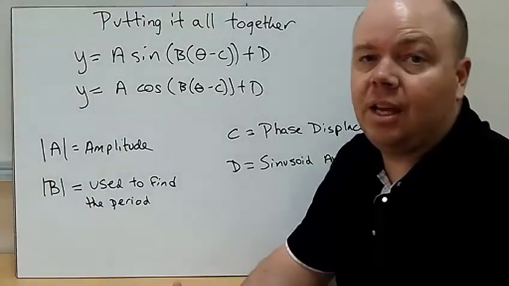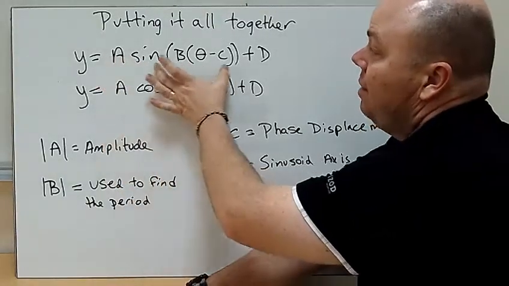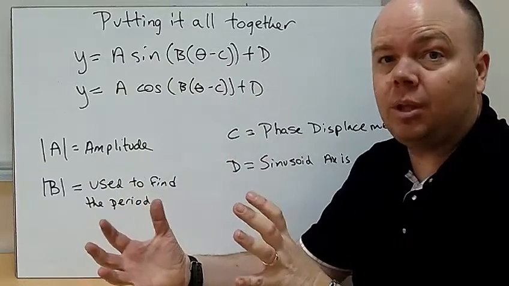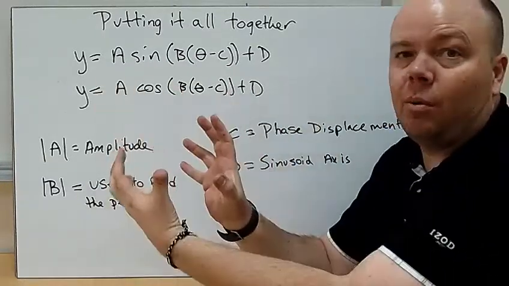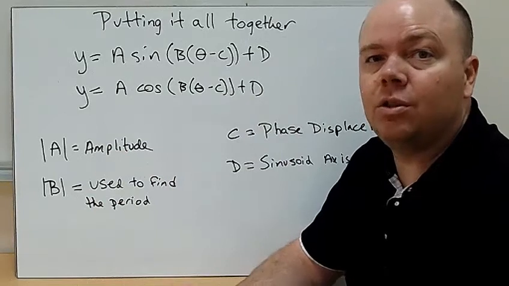Okay, this is the putting it all together video. Up to this point, we've looked at what A, B, and C do to the graph individually. Now we have to see what happens when you put them all together into one function. What does it do to the graph?